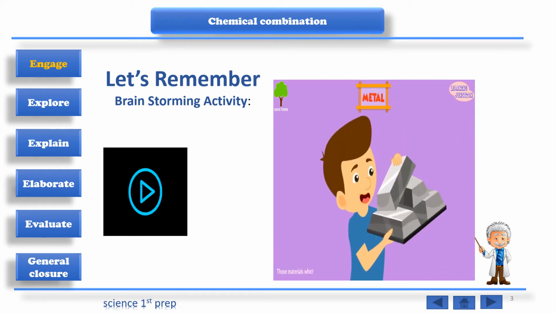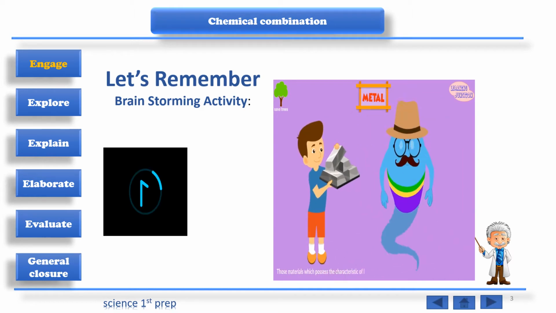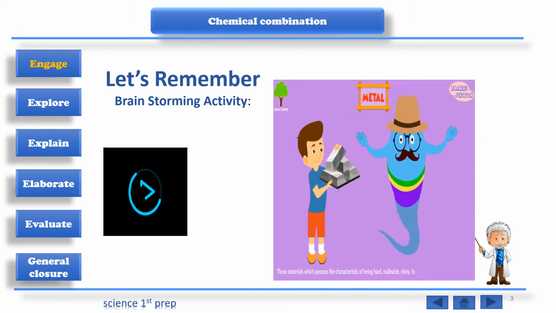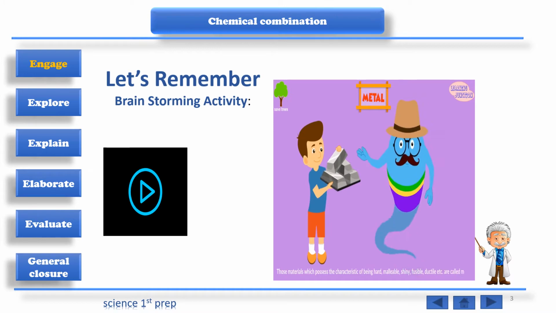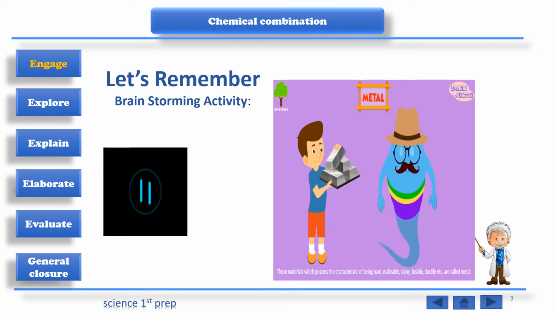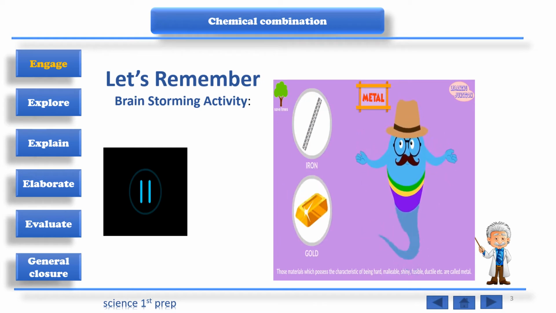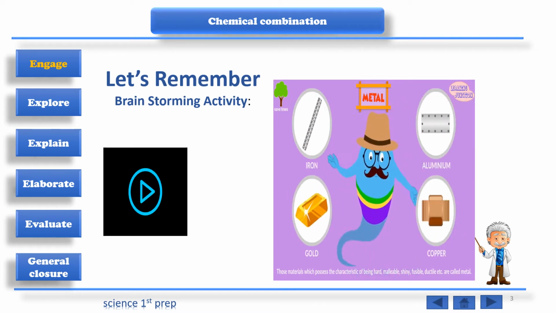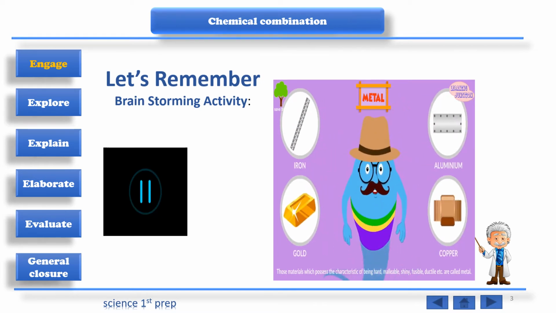Yeehaw! Like these metal bars, those materials which possess the characteristic of being hard, malleable, shiny, fusible, ductile, etc. are called metals. For example, iron, gold, aluminium, copper, etc. Let's see the physical properties of metals. Come with me.